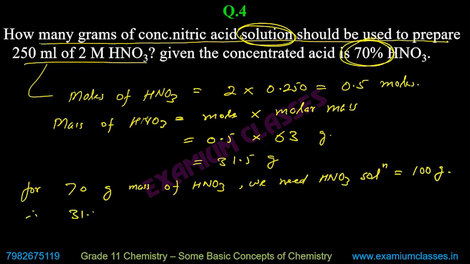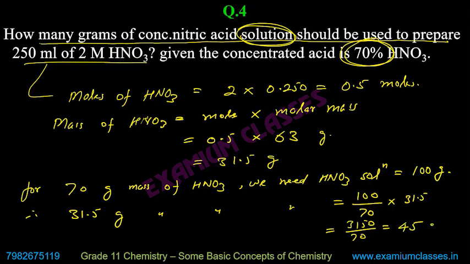Hence, for the 31.5 grams of mass which we need, how much solution mass will be required? That will be 100 divided by 70 into 31.5, that is 3150 by 70, which is 45. 45 grams of solution will be required. 45 grams of solution will have 31.5 grams of HNO3. That will be the answer. Any confusion here?